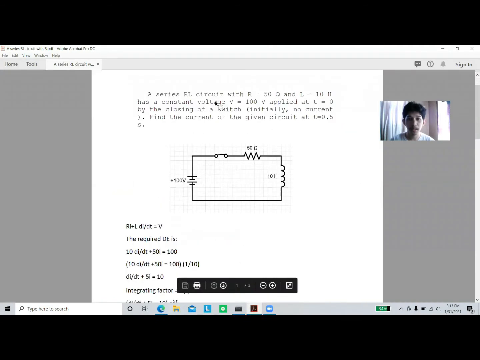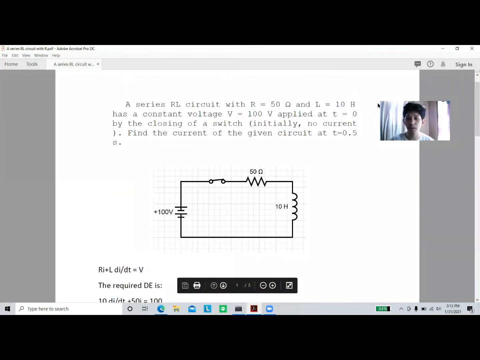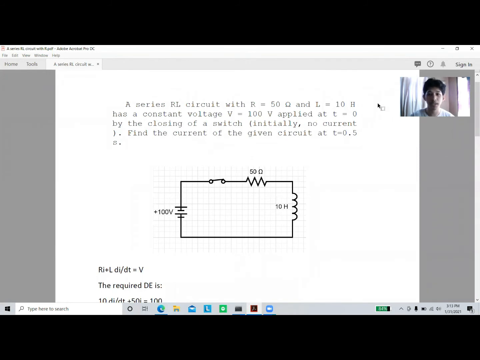Good day everyone. So in this part of the video, we will be solving a problem about the ordinary differential equation. So in this part, we will be solving an RL circuit which involves ordinary differential equation to be able to obtain the current of the circuit. So this is the problem. This one is an RL circuit. The problem is related to electrical engineering.